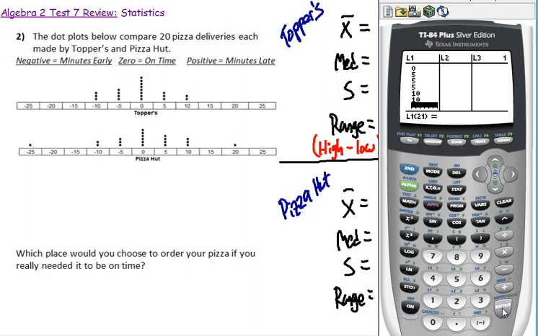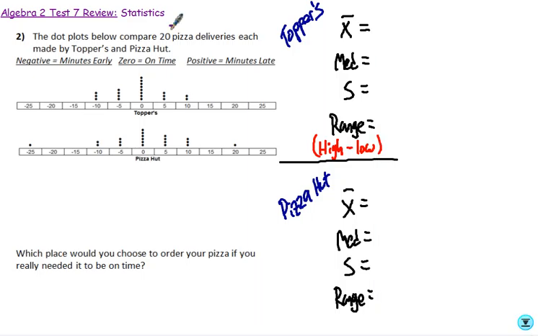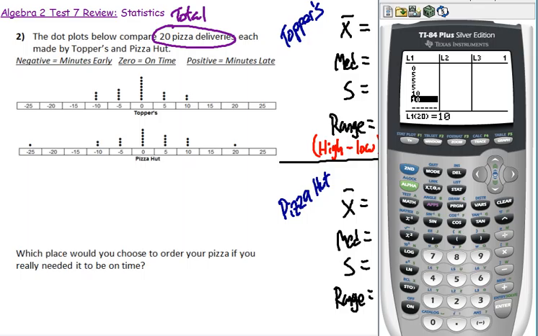We always want to make sure that we got our numbers in correctly, because if we didn't, we're going to get a totally different answer. So let's just kind of check real quick. I've got a total of 20 numbers. How many should I have? If I look back at the problem, it says 20 pizza deliveries. That's how many numbers I should have, a total of 20. And I do, so I'm good. I got 20. All right, so let's have the calculator do the work.